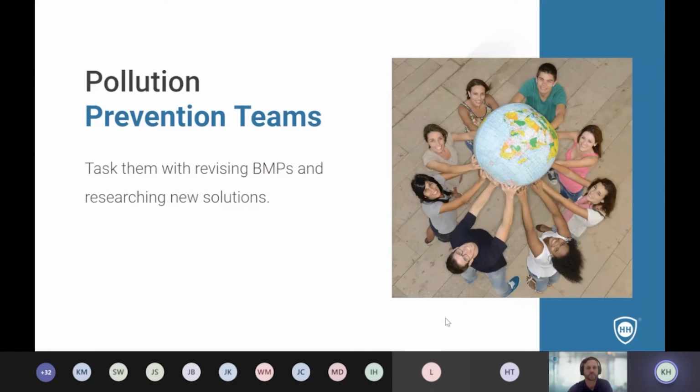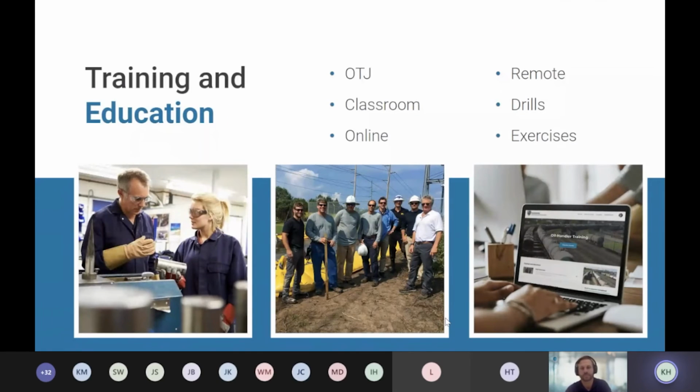And also, pollution prevention teams are something that if you're looking at your sustainability efforts or your ESG efforts, that's something that stockholders and shareholders will look for because it shows that you have that proactive mindset in helping prevent pollution. And finally, training and education.